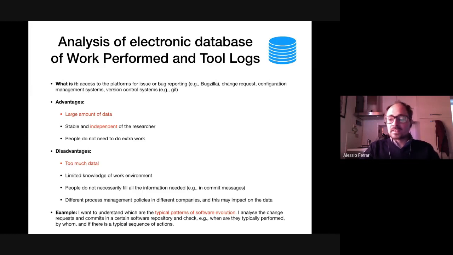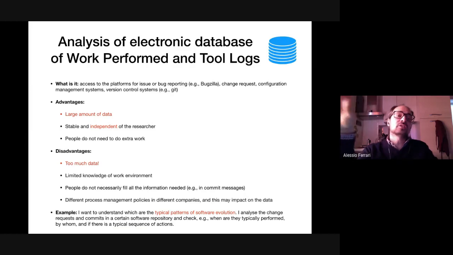First, these types of techniques are analysis of electronic databases of work performed and tool logs. So I access, for example, a platform for issue or bug reporting, for example, Bugzilla. If you don't know what it is, just check the internet, and or other version control systems or configuration management systems. So things that are related to the software process and that are logged in some tool. The advantage is that I can get a lot of data, and again, like all the third-degree techniques, they are independent of the researcher and do not require any work by the developer. So you are not asking them too much. You're just asking them to share their data.